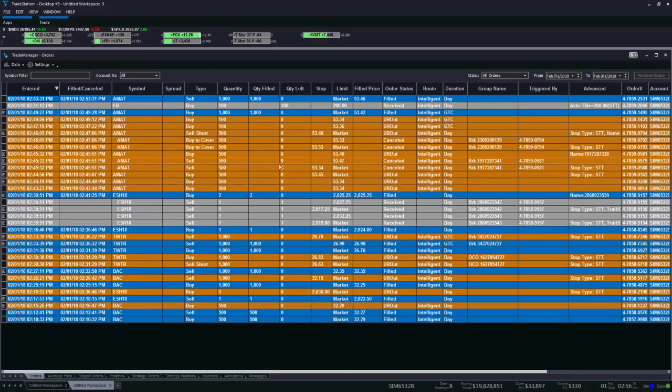Here, they're going to be color-coded, so at a glance, I can see what's working, what is not. The blue ones, you can see that they're filled. You can see the order status: filled, filled. The yellow are you are out. And the ones that are gray are received. So these are my working orders. This is just for today.